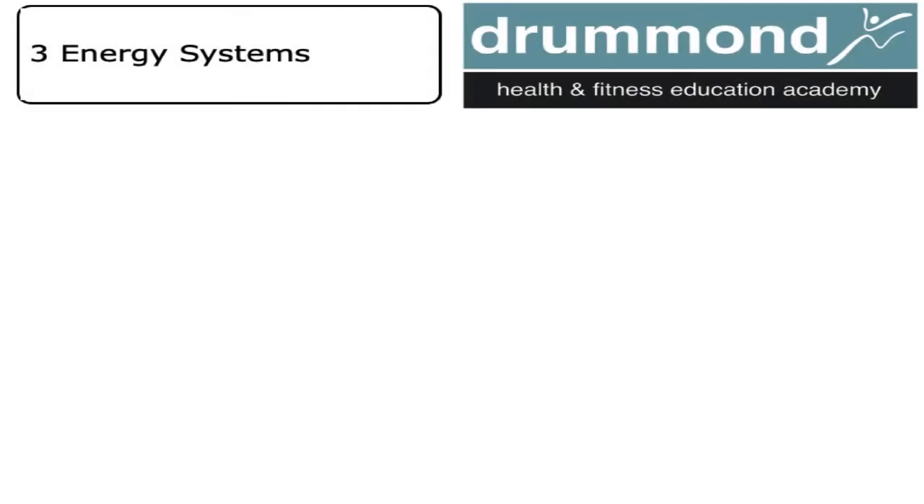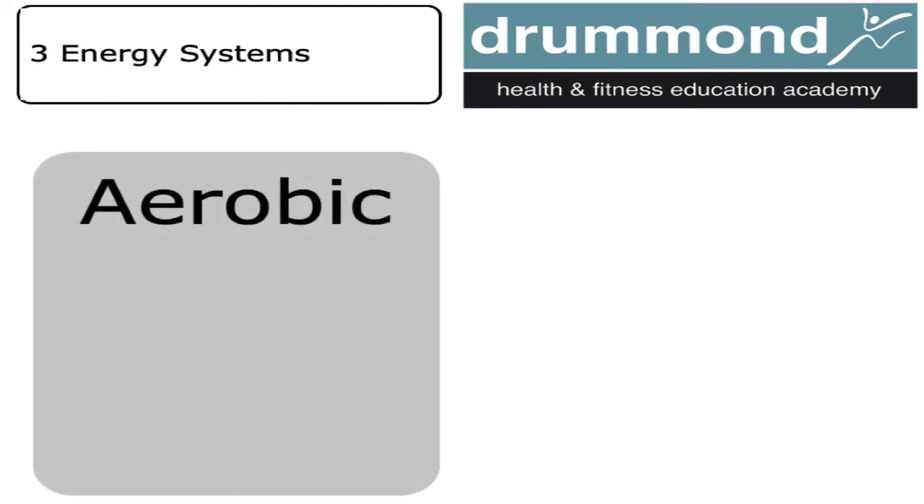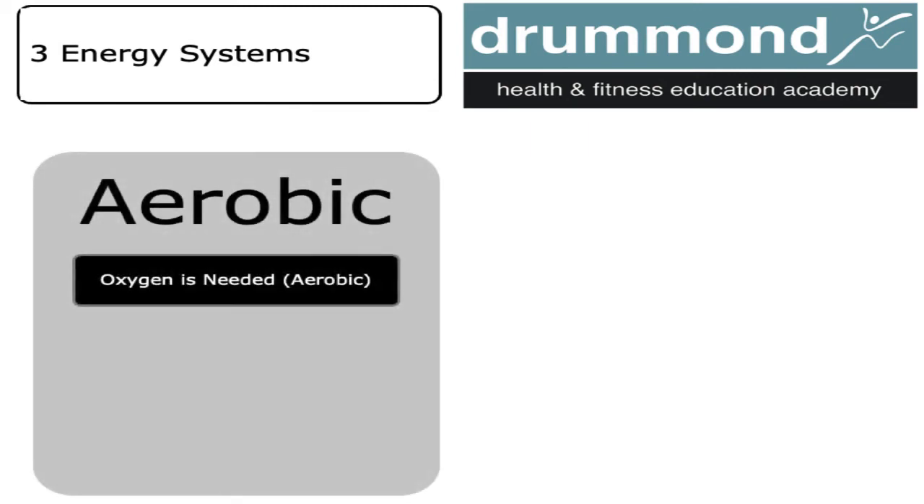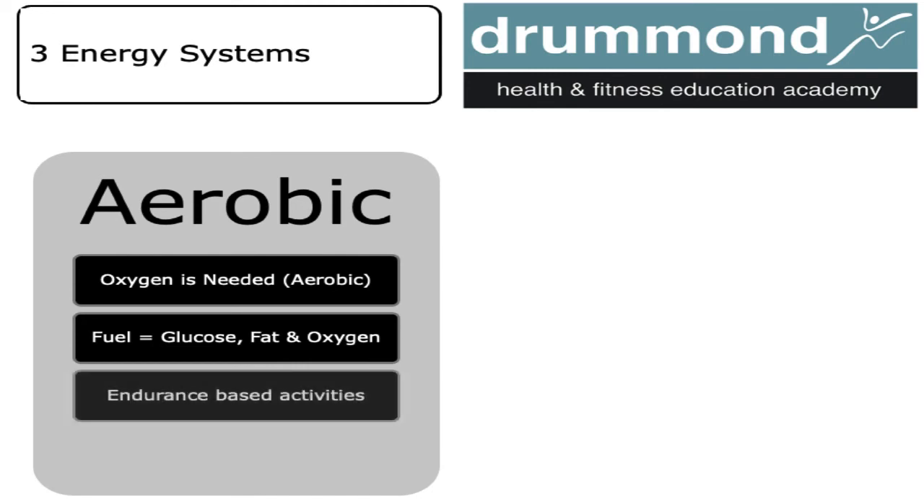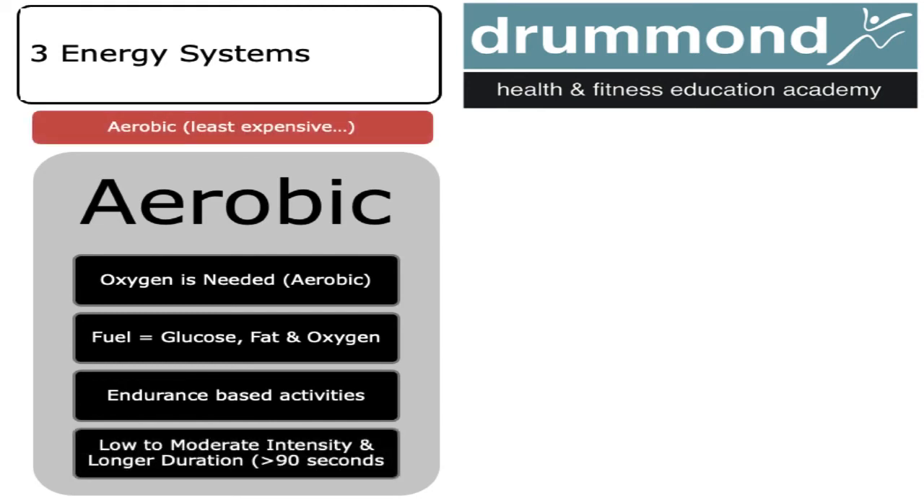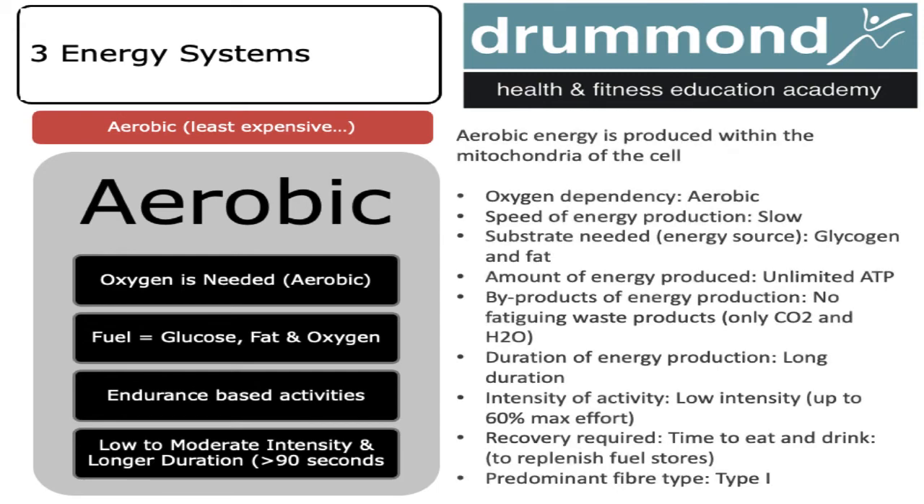The final energy system that we need to discuss is the aerobic system. The aerobic system does require oxygen, hence its name aerobic. The aerobic system has 3 possible fuel sources: glucose, fat, and oxygen. It is used in endurance-based activities at low to moderate intensity. Aerobic energy is produced within the mitochondria of the cell, and it is oxygen dependent.